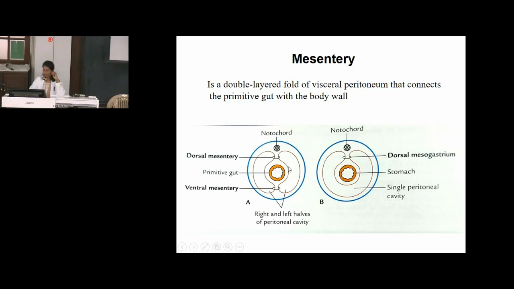So here what we can see, this is the primitive gut. Towards the dorsal aspect we are getting this notochord, right? And here the right and left halves of the peritoneal cavity, right? So these are two spaces. The gut or whatever is developing from the gut is attached towards the anterior abdominal wall and the posterior abdominal wall by mesentery, and that mesentery is named the ventral mesentery and the dorsal mesentery, right? What happens as the lateral folds are formed? This ventral mesentery disappears and the complete single peritoneal cavity is formed, right?